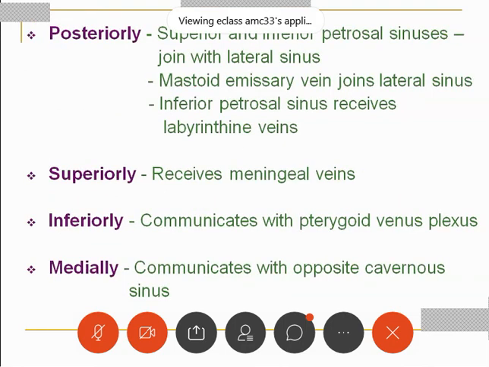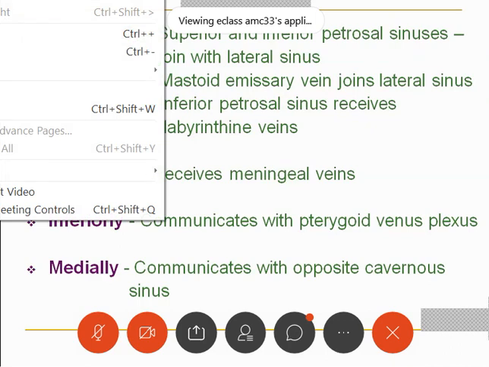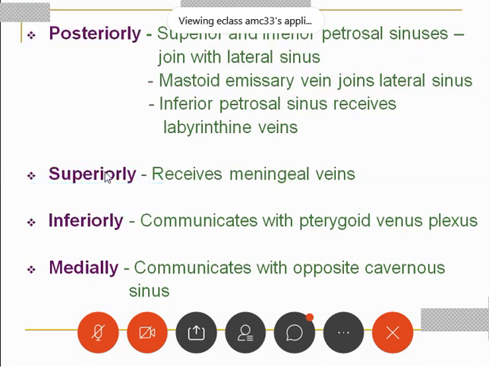Posteriorly, the superior and inferior petrosal sinuses join. The petrous bone has two sinuses inside it, the inferior petrosal sinus and the superior petrosal sinus, joined with the lateral sinus. The mastoid emissary vein joins the lateral sinus. The inferior petrosal sinus receives labyrinthine vessels. So these are all the potential inflammatory points through which infection can drain directly through those veins into the cavernous sinus. Superiorly, it receives meningeal vessels.